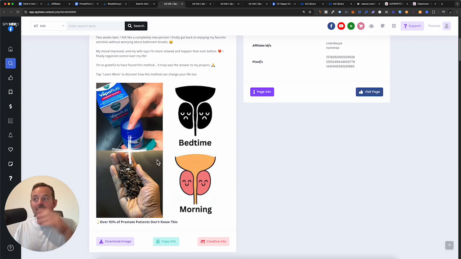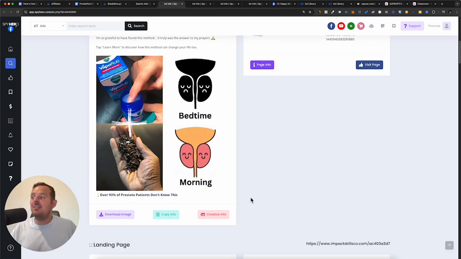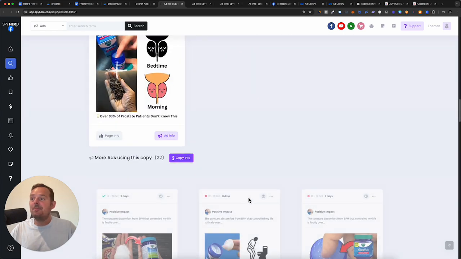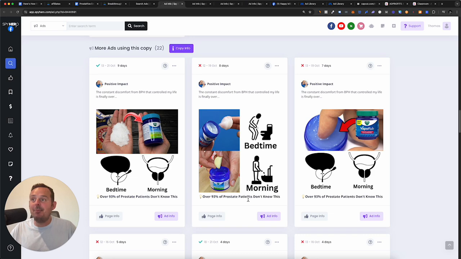VaporRub plus this handful of God knows what gives you this. Sad face in the bedtime, sad prostate, happy prostate in the morning. That's a really good idea, right? This is what looks to be working. And is it this simple?